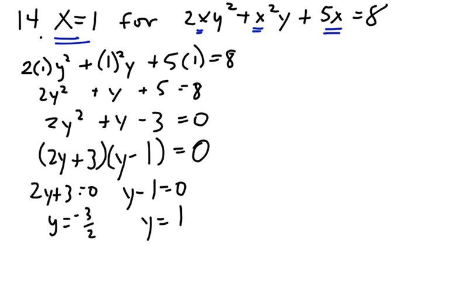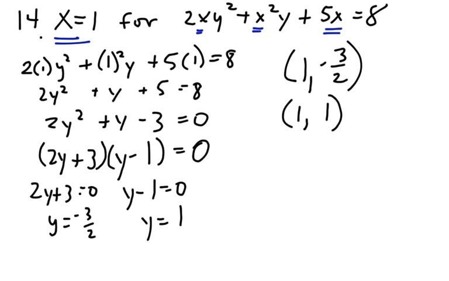So we have 2 points, which means we're going to have two tangent line equations. x being 1 with y of negative 3/2, and x being 1, y being 1. Okay, so now we need a slope. How do we find the slope? We are going to take the derivative of the original equation up here, which we're going to have to do using implicit differentiation. I'm going to do that on the next screen.